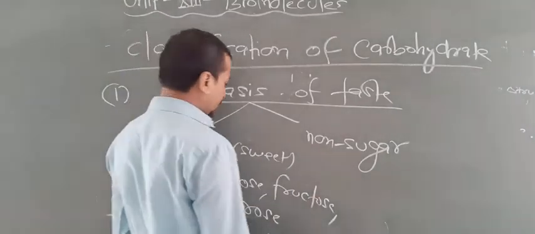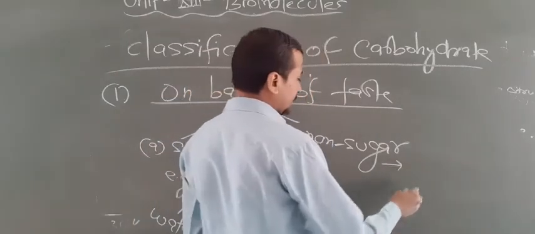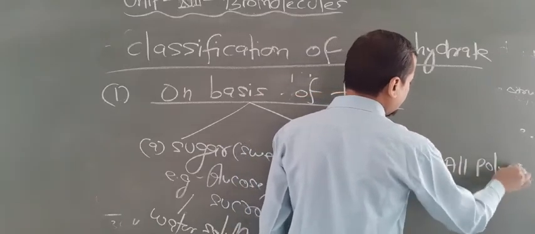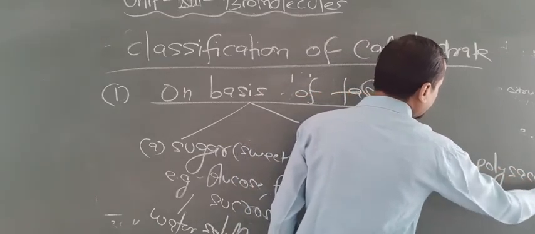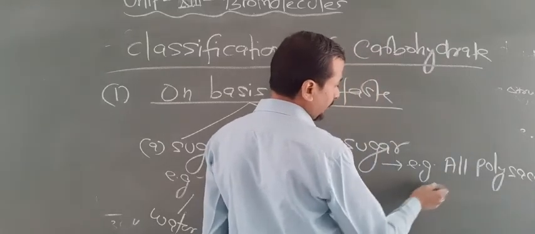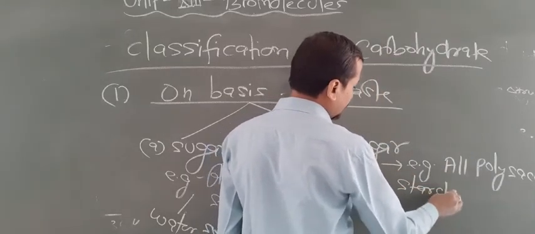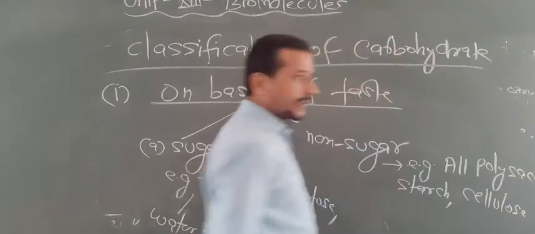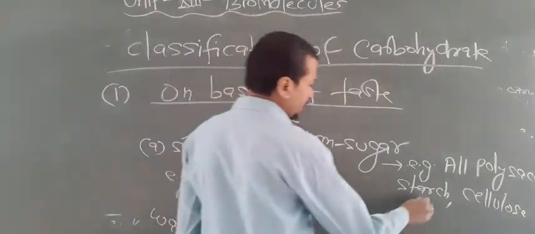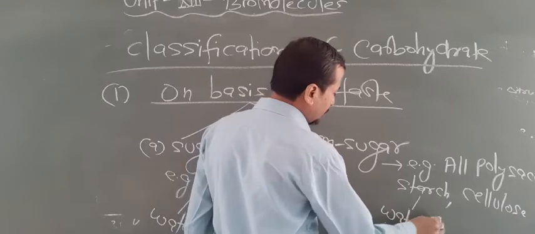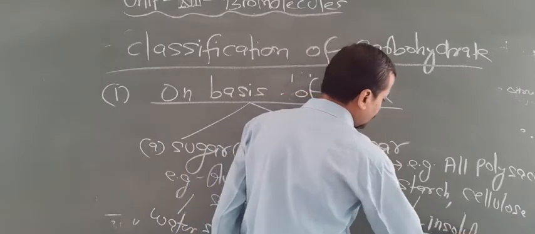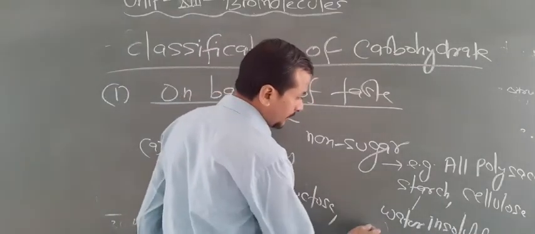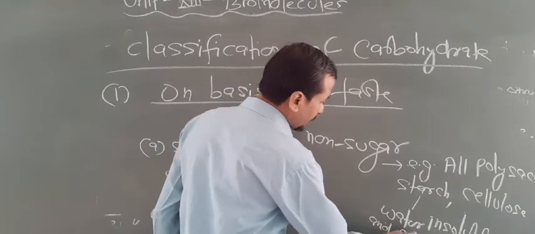And about the non-sugar, all the polysaccharides. For example, of polysaccharides: starch, cellulose. So these are basically polysaccharides and they are generally water insoluble. These are basically water insoluble and amorphous.